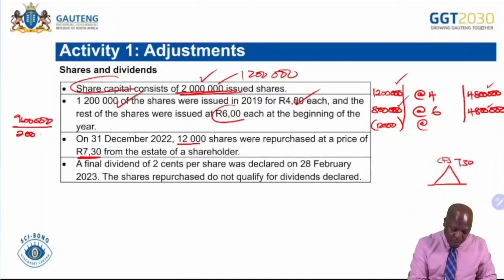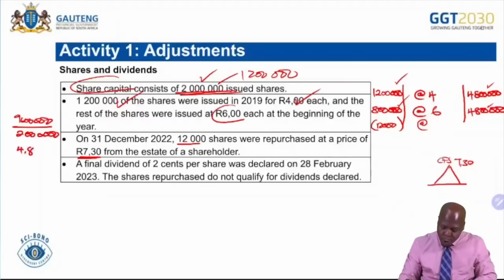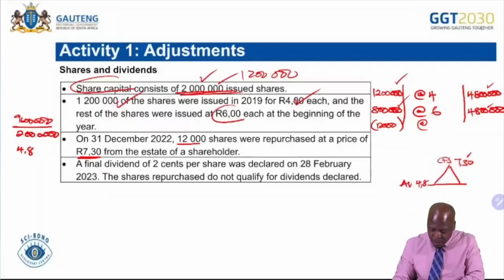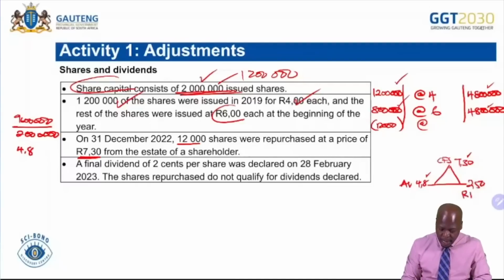I divide it by 2 million. It's going to give me an average price of 4.80. So my average price here is 4.80. That is my average price. So I then know that if I say 730 minus 480, I then get my difference or my price above of 2.50. The 2.50 is what I record in the retained income.